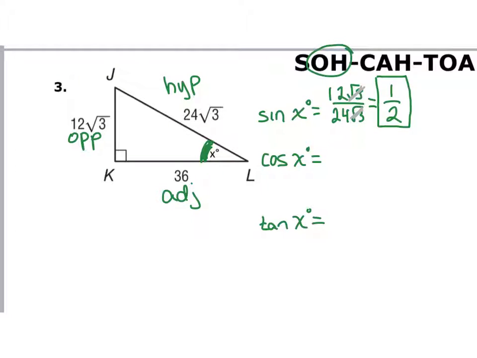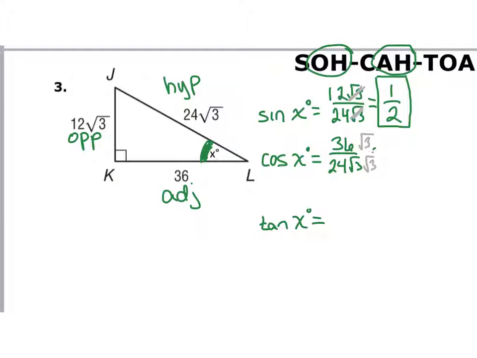All right. The next one, cosine, ka. Adjacent over hypotenuse. What's my adjacent? 36. What's my hypotenuse? 24 square roots of 3. Am I allowed to leave a square root of 3 in the denominator? No. So what do I have to do? Multiply by one on top. I can't just put it on the top. I also have to put it on the bottom. We call that rationalizing. Remember, we talked about that.